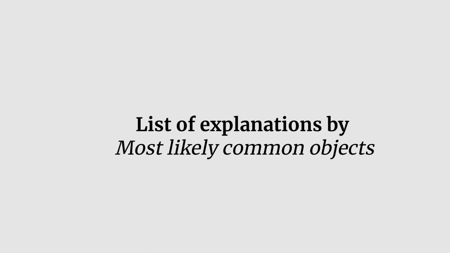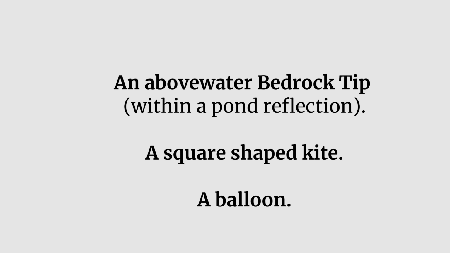List of explanations by most likely common objects. We now move into the debunker's arguments for what the object can be. And here is a list of the most likely real-life objects that is put forth as explanations. An above-water bedrock tip, reflection upon a pond. A square-shaped kite. A balloon.